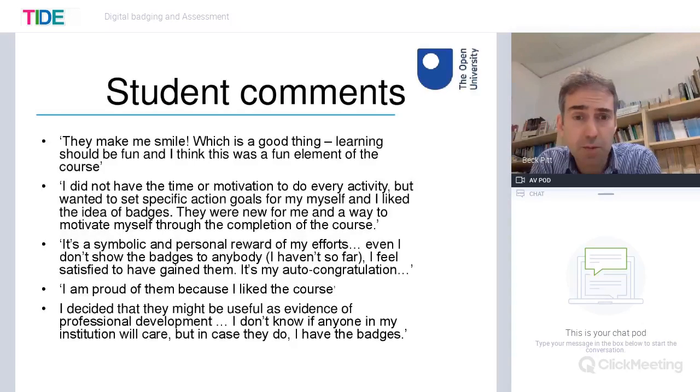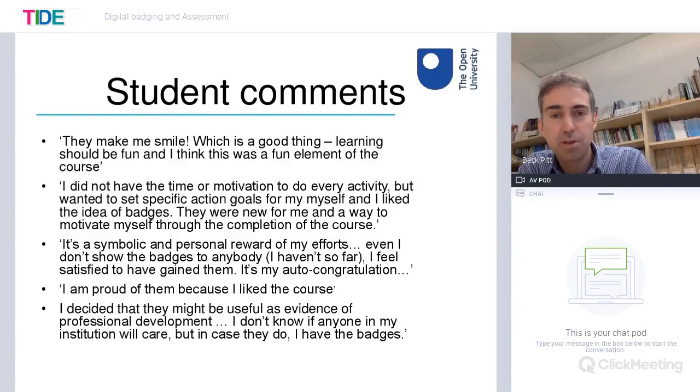Another talks about time and motivation. So they were relatively limited in terms of the time that they had to do all the activities that were required for the module that week. So being shown what badges were on offer, which clearly were linked to the more important parts of the course, helped them to determine where the priorities should be.